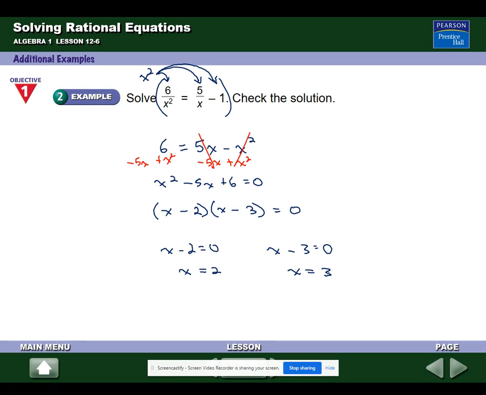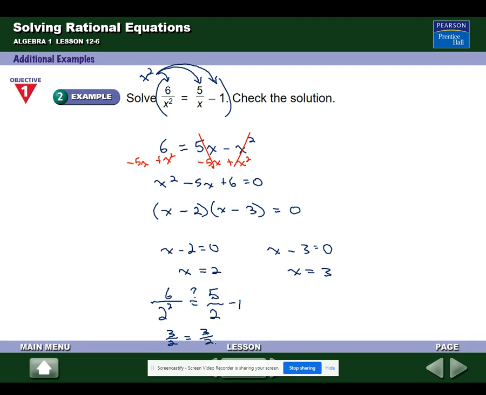Now let's double check. It does say check your solution. 6 over 2 squared, wondering if that's equal to 5 over 2 minus 1. Well, 2 squared is 4. That'd be 6/4. That'd be 3 over 2. 5 over 2 minus 1. 1 is like saying 2 over 2, right? So 5 minus 2 over 2, that'd be 3 over 2.